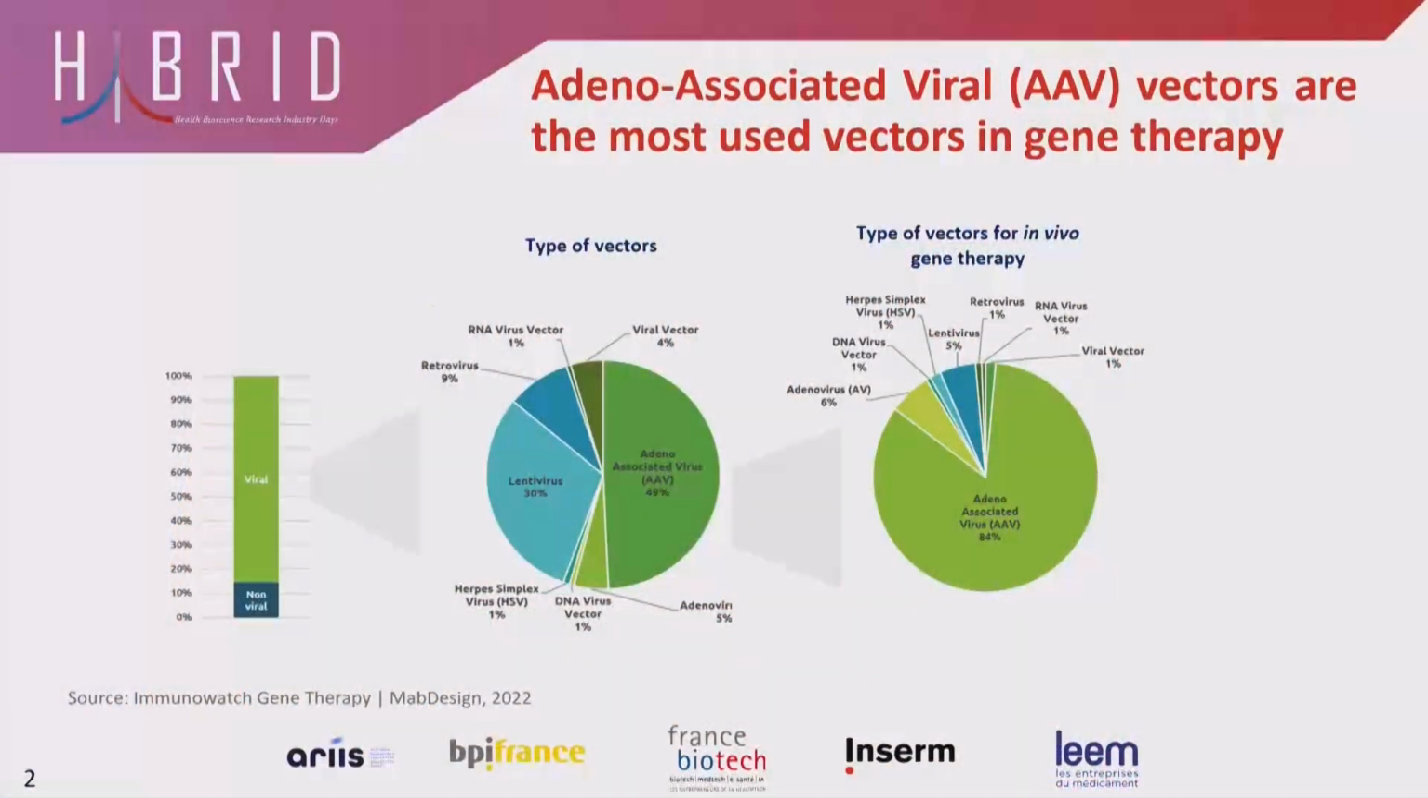As you may know, AAV viral vectors are widely used today for gene transfer. They are almost the most used vectors in gene therapy, especially for in vivo gene transfer, where they represent about 85% of the used viral vectors. This is a study published by Map Design about a year and a half ago.